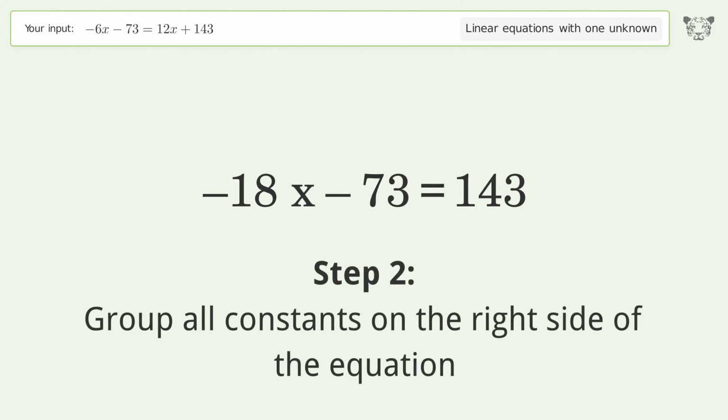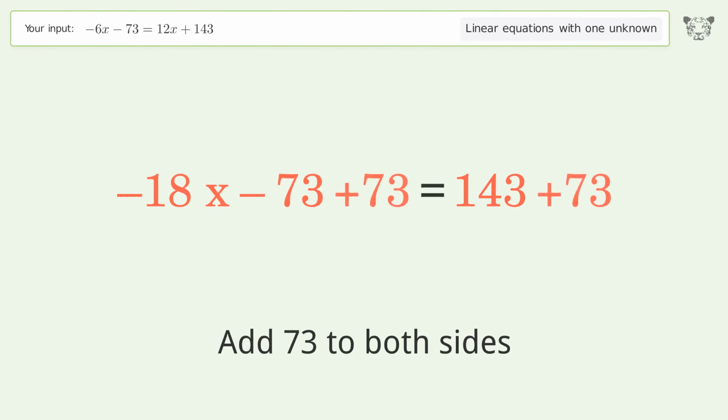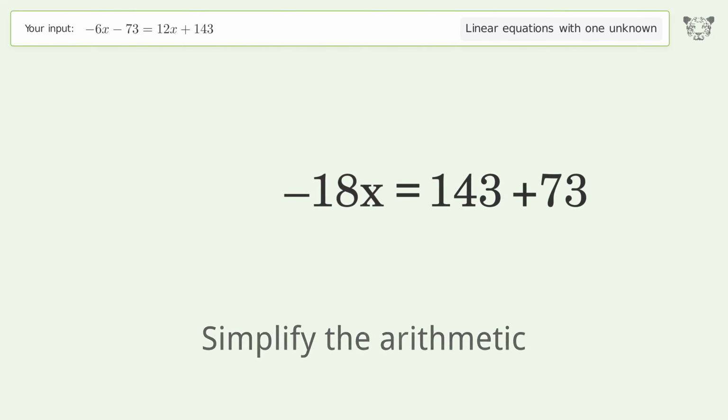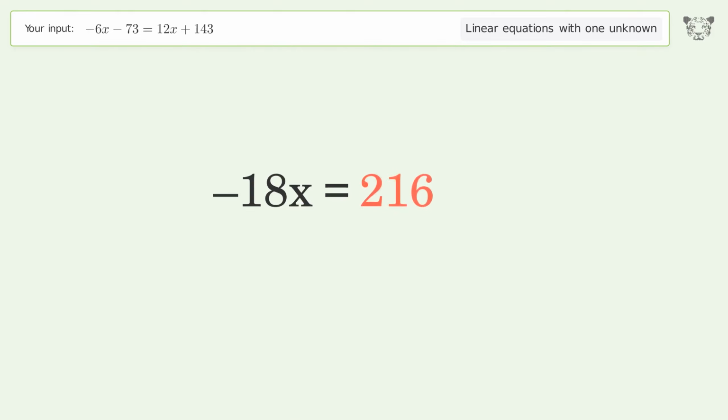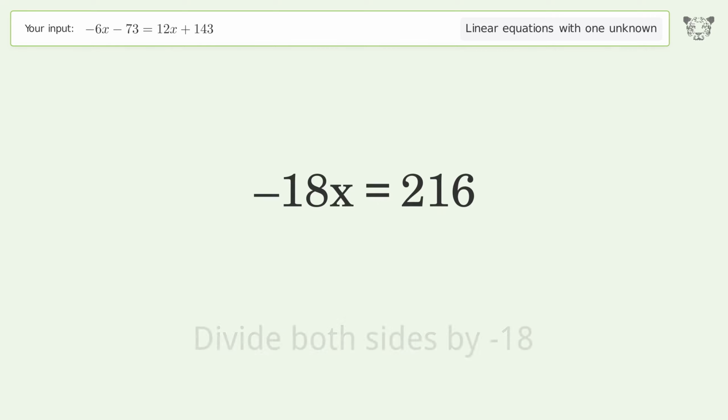Group all constants on the right side of the equation. Add 73 to both sides. Simplify the arithmetic. Isolate the x. Divide both sides by -18.